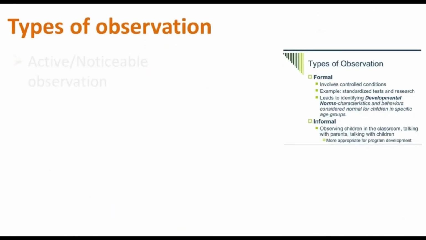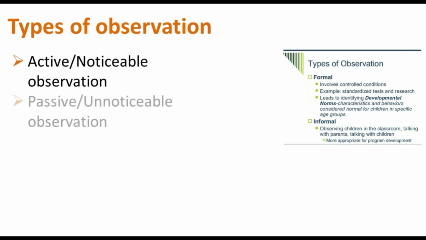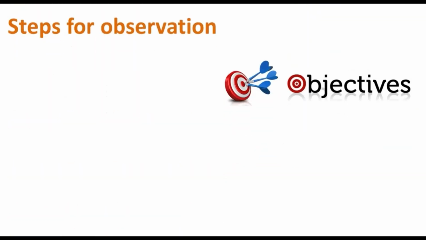There are 2 kinds of observations that we talk about. One, we call it active or noticeable observation, and the second one is passive and unnoticeable observation. In active observation, you can actually interrupt the person and ask questions in between, whereas in passive observation you are not supposed to do that.